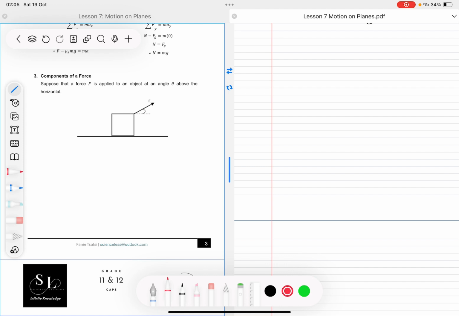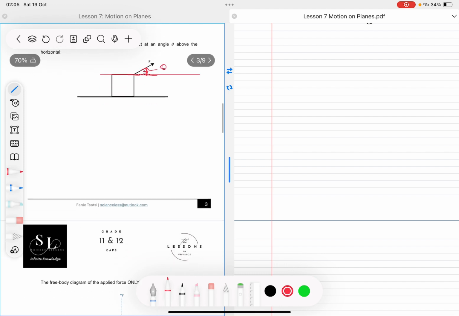What does that mean? This means that here it's the horizontal, and the angle above the horizontal here is called theta, right? So when they say above, you must know that it's an angle that is above the horizontal. If this is the horizontal, the angle is above the horizontal.